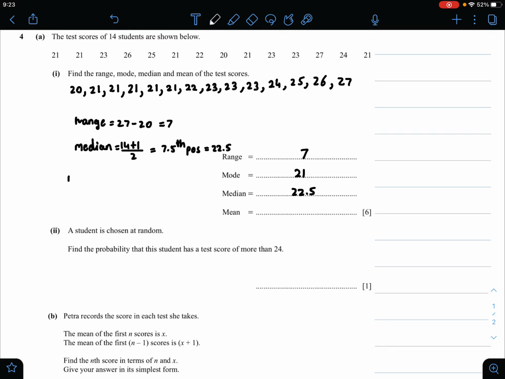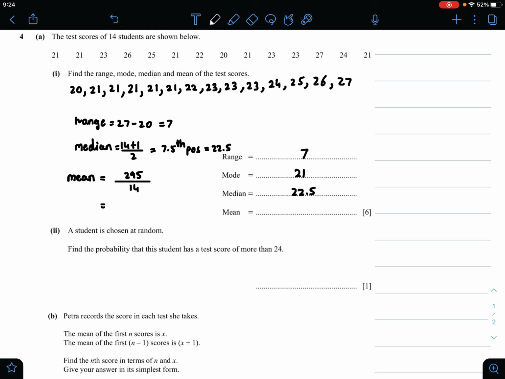Now for the mean. The mean is equal to the total of all the numbers in the list, the sum, divided by the number of numbers in the list. The sum, as we will calculate, is 20 plus 21 plus 21 plus 21 plus 21 plus 21 plus 22 plus 23 plus 23 plus 24 plus 25 plus 26 plus 27 is equal to 295. So 295 divided by the total number of numbers, that is 14, and therefore your mean will be 295 divided by 14.